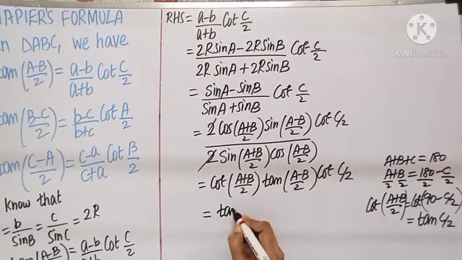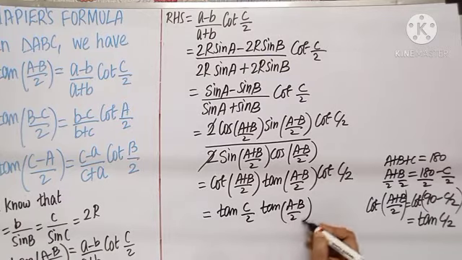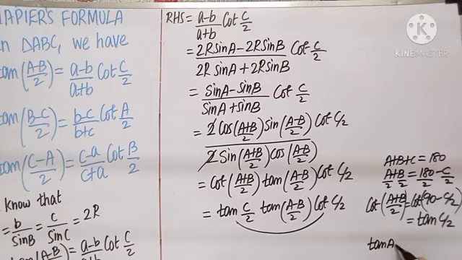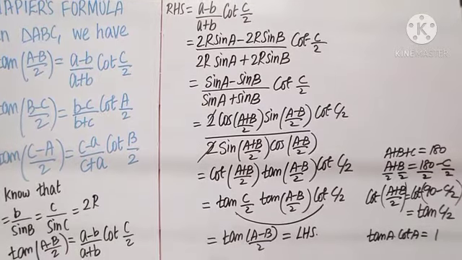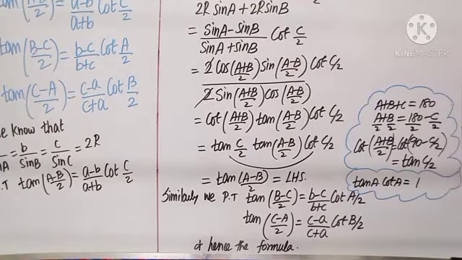So tan C/2, tan (A minus B)/2, cot C/2. Remember, tan into cot is 1, because they are reciprocals. So I am left with tan (A minus B)/2, and that is the LHS, and hence the result. Similarly, I can show the other two results. And thus we have proved Napier's formula.